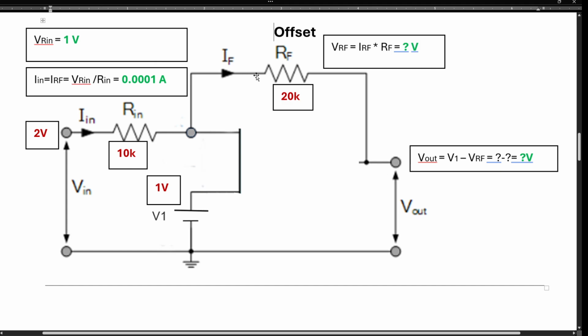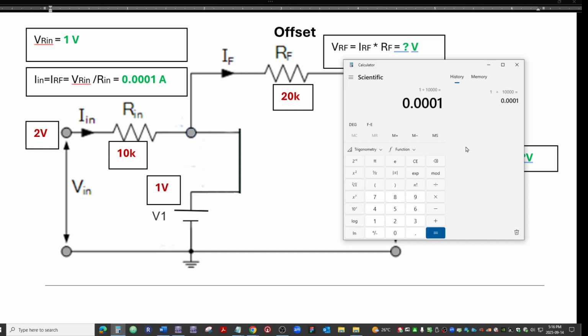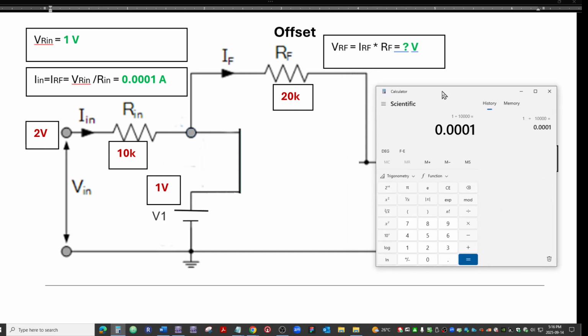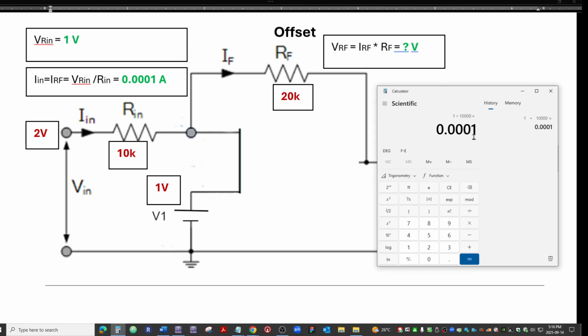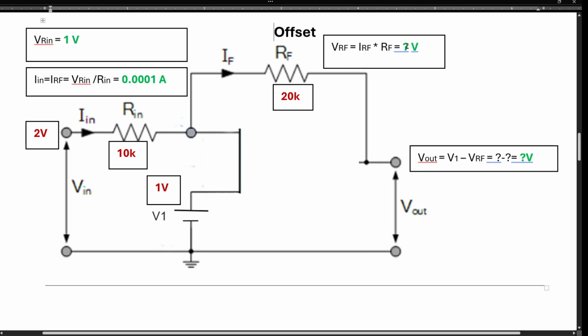And since we know what the current through this resistor is, and we know the value of the resistor, multiply the two, and you're going to get the voltage across the resistor. All right, so we already have the number. Was the value of this resistor 20 kilo? So let's multiply that, because there's a multiplication sign here. Times 20 kilo, 1, 2, 3. That equals 2. So the voltage across the resistor is 2 volts.